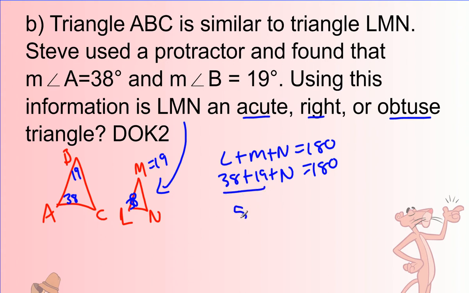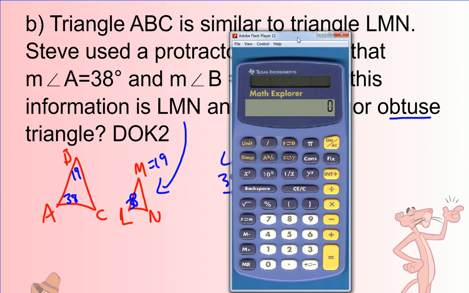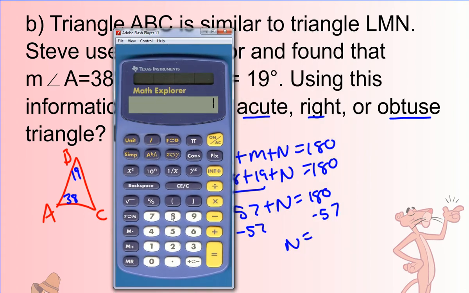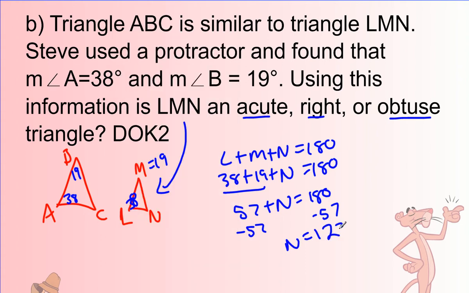37 plus 57 plus N equals 180. Subtract 57 on both sides, and N equals... calculator says, 180 minus 57 is 123. So this angle N is 123 degrees.